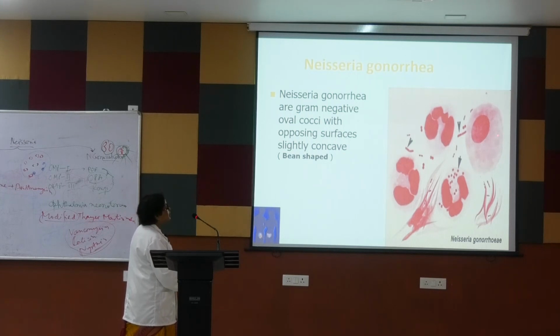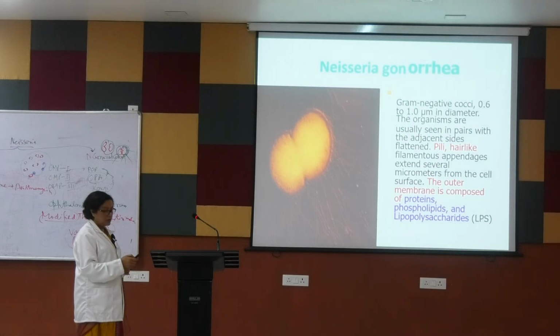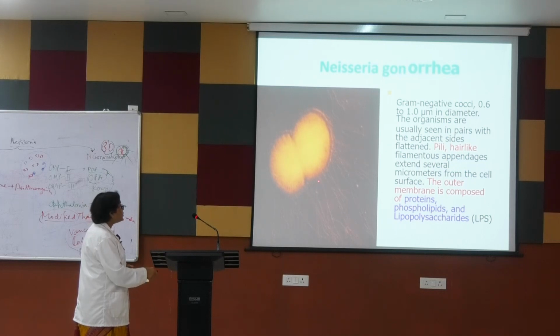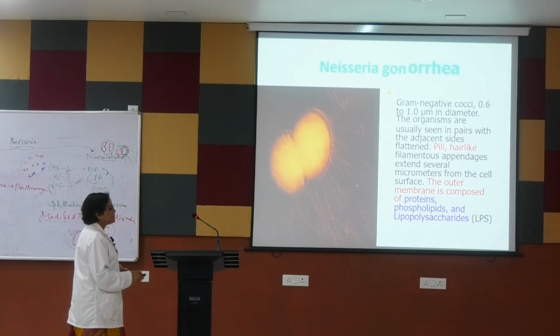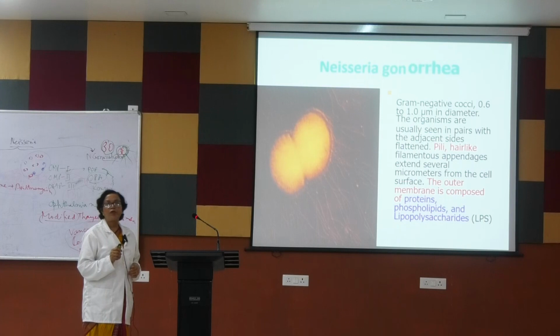You can see the WBC here. The picture is not good, but intracellular diplococci are present. This is a neutrophil, with a diplococcus inside it, intracellular. These are the villi. Gram-negative cocci have villi, granular filamentous appendages. The outer membrane is composed of proteins, phospholipids and LPS. Because of LPS, endotoxin is present. The outer wall protein is Opa protein.